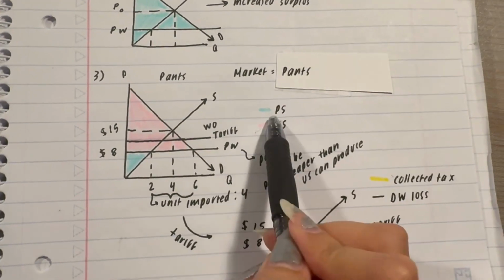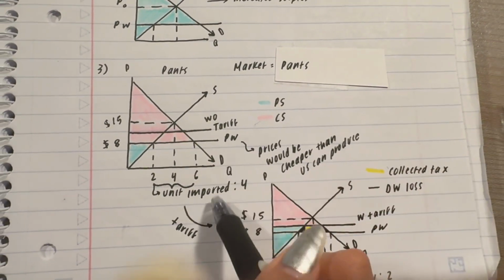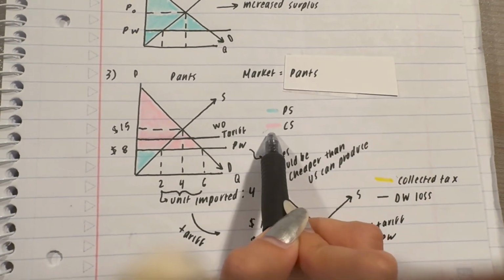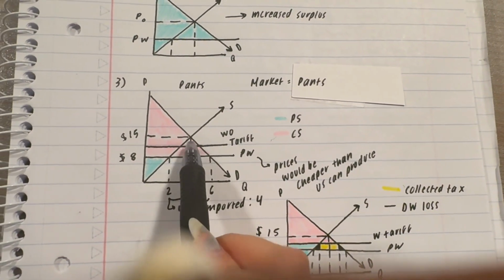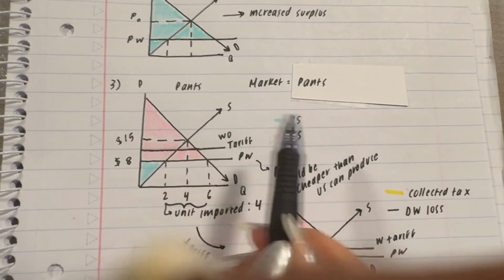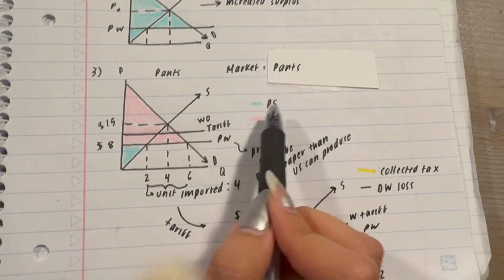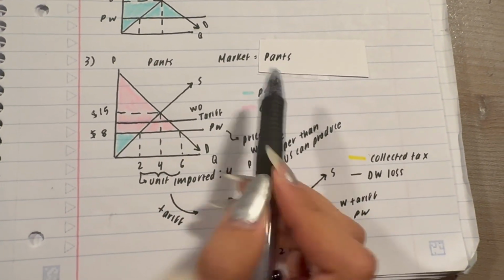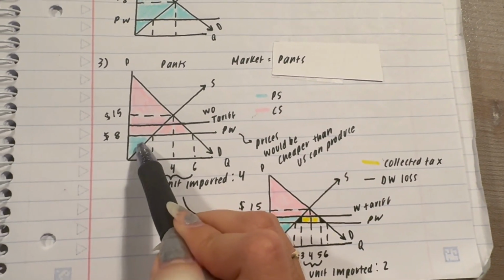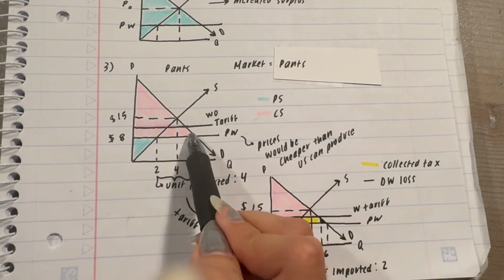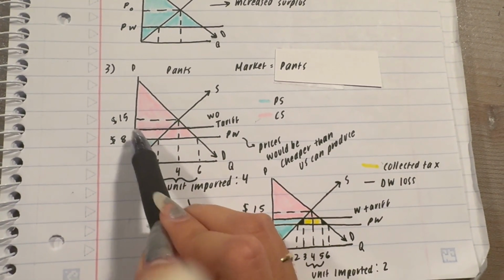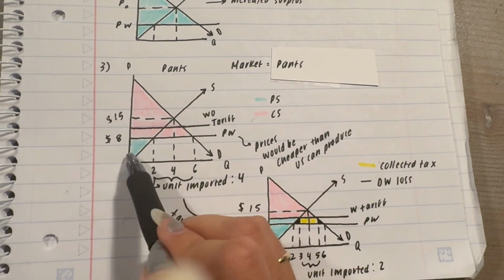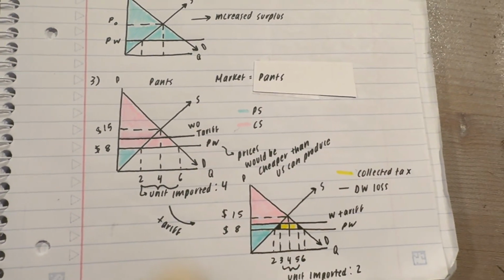Looking at the producer surplus and consumer surplus, since this is an import, the consumer surplus is going to be a lot greater than what it usually is because the price is lowered, and domestic producer surplus is going to suffer slightly because the price that they can produce goods at is going to be higher than the actual price that can be imported, therefore causing the size to be a lot smaller.